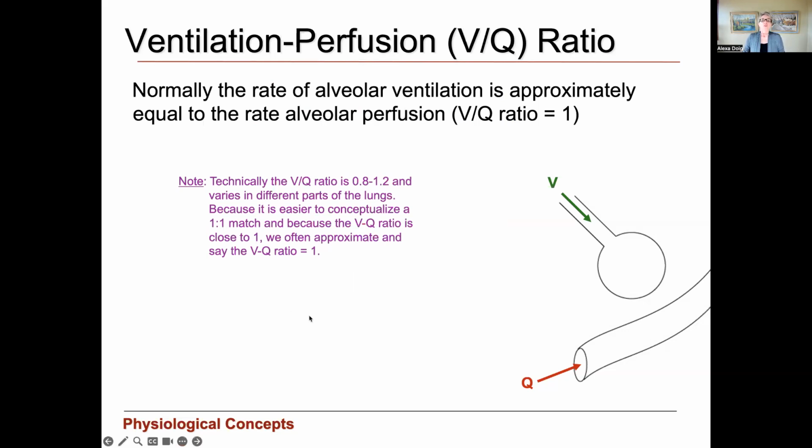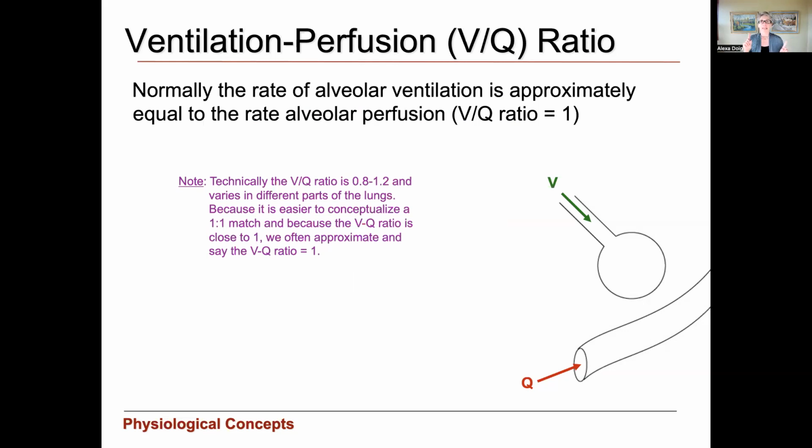So normally, we look at this picture here. Here's an alveoli being ventilated with air. Here is a pulmonary capillary being perfused with blood. Normally, the ratio between the volume of air coming in and the volume or rate of blood going through the capillaries is pretty much 1-to-1.